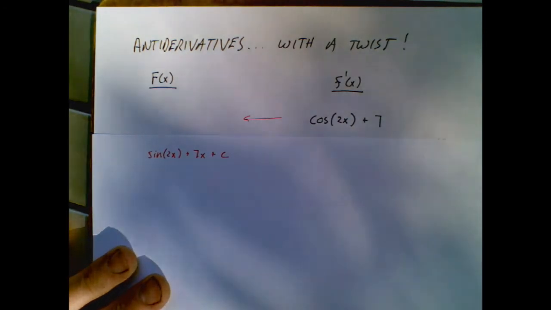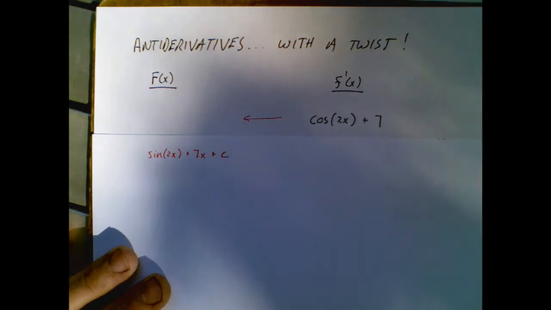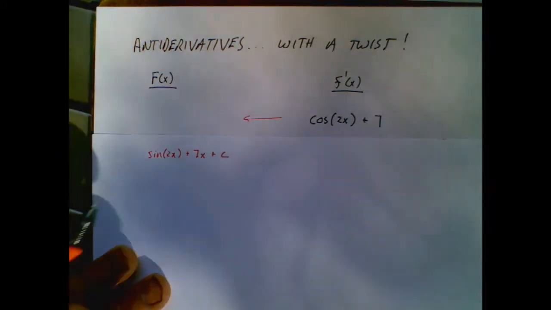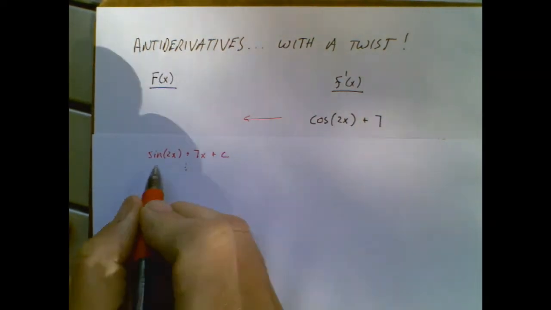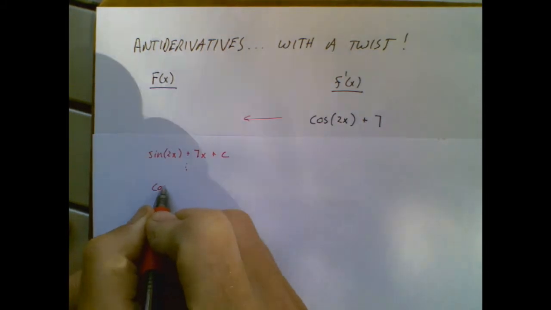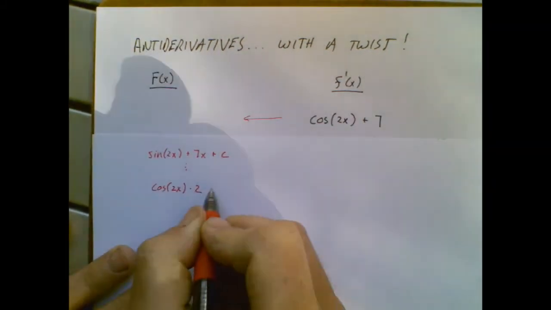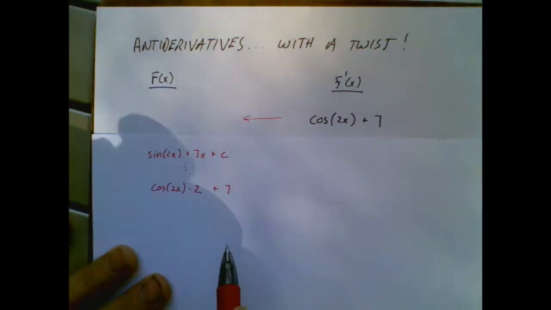But if you're following my advice, which is, every time you do an antiderivative, wipe your brain clean by wiping your hand across your forehead. Now that you've reset your brain, take the derivative to double check yourself. When I took the derivative of this, I would get cosine of 2x times a ninja of 2, plus 7, and then the derivative of a C is a 0.